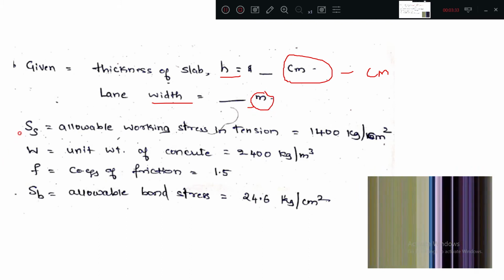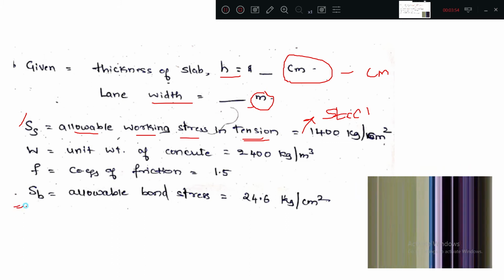Apart from this, we have some more terms. SS, you have already seen in the dowel bar design. SS is allowable working stress in tension, for steel. It is not for concrete. It is for steel. SS is allowable tensile stress.